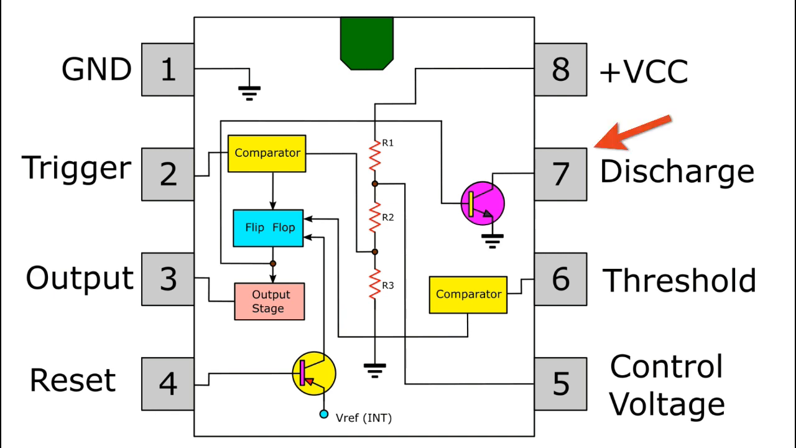Pin 7. Discharge. The discharge pin is connected directly to the collector of an internal NPN transistor, which is used to discharge the timing capacitor to ground when the output at pin 3 switches low. Pin 8. Supply plus VCC. This is the power supply pin, and for general purpose TTL 555 timers is between 4.5 V and 15 V.